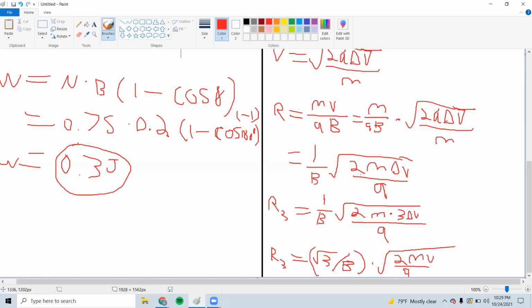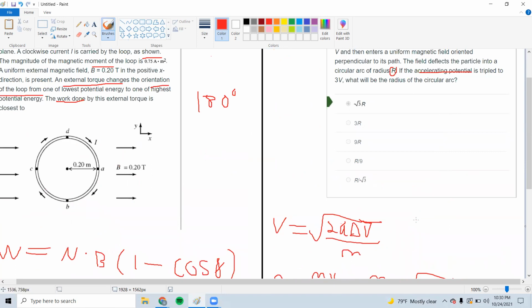So look up here, and these two equations right here are basically the same exact thing, except for one little difference, which is the square root of 3. So we could say that now R3 is just equal to R times the square root of 3, which we see right up here. And that's it.